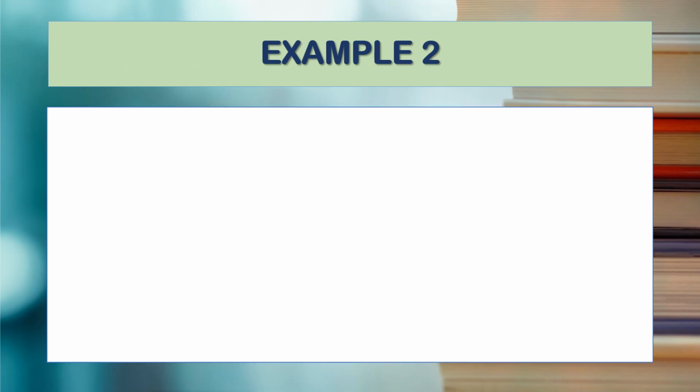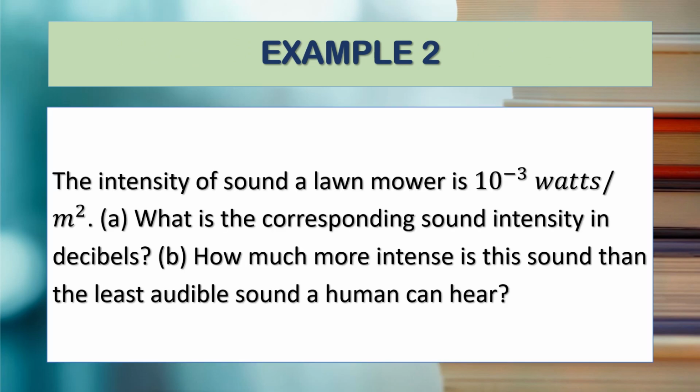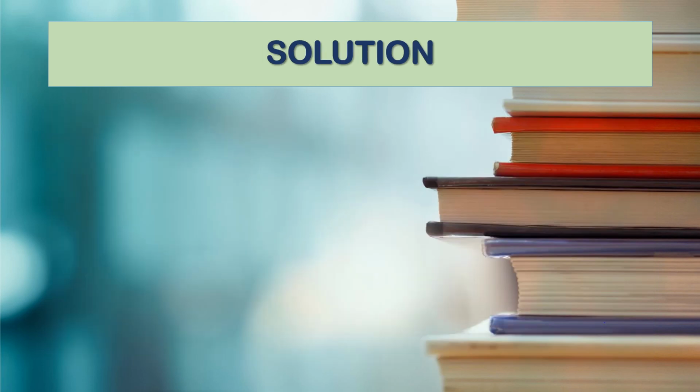Let's try this example. The intensity of sound of a lawnmower is 10 raised to negative 3 watts per square meter. A. What is the corresponding sound intensity in decibels? B. How much more intense is this sound than the least audible sound a human can hear? So let's solve the problem. First, we are going to perform what is asked in letter A.